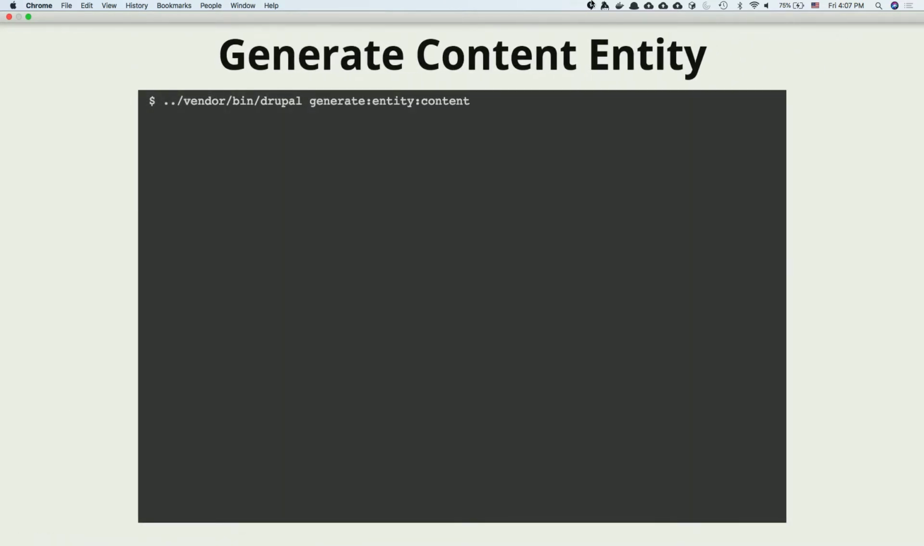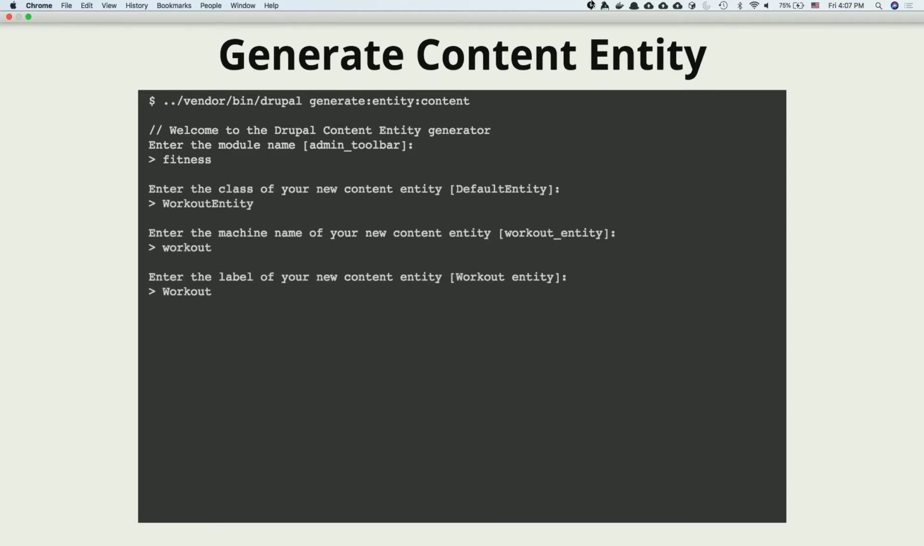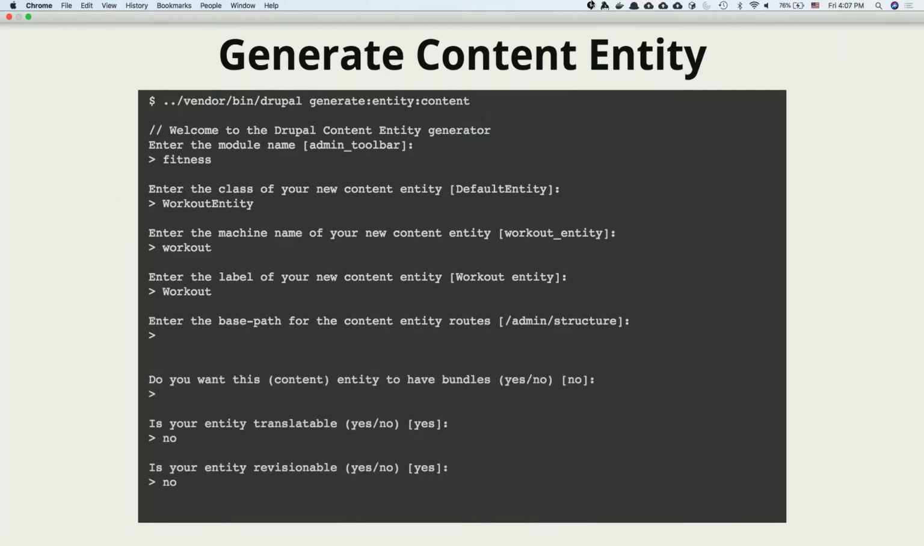We could also use this tool to generate a content entity. So I'm going to go ahead and, for the fitness app, generate entity content. In the fitness module, I'm going to create a workout entity, give it a machine name of workout and a label of workout. We're going to go with the basic or the recommended entity route that this comes with, but we could change this, and I'll show you where this ends up here in a moment.